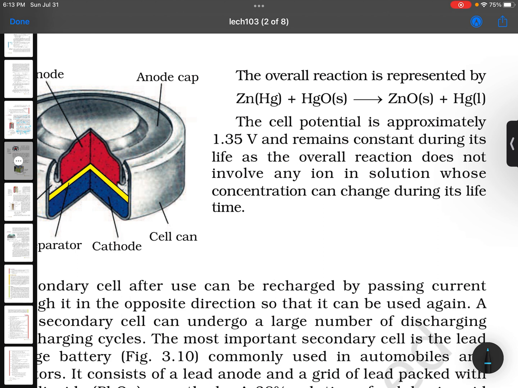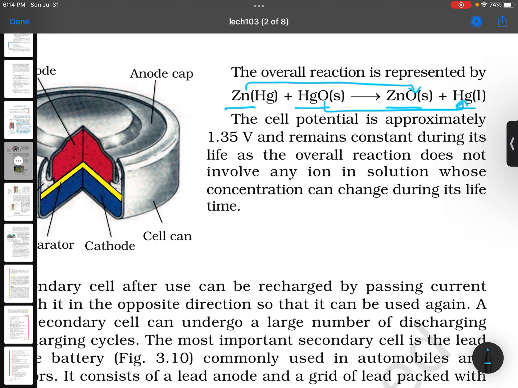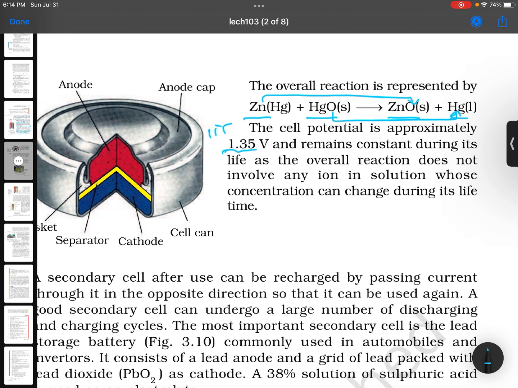The overall reaction is represented by Zn + HgO gives zinc oxide + Hg. So it is a redox reaction, you can see, oxidation and reduction. The cell potential is approximately 1.35 V. Earlier it was 1.5. Remember, these are your questions, IIT. And it remains constant during its life, as the overall reaction does not involve any ion in solution whose concentration can change during its lifetime. So 1.35 volt will be its lifetime.